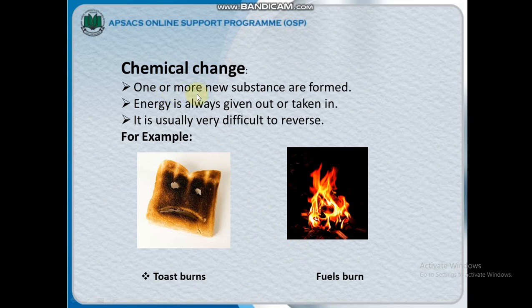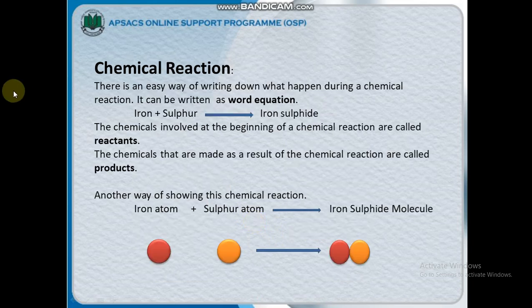And the next is chemical change. One or more new substances are formed. Energy is always given out or taken in. It is usually very difficult to reverse. For example, burning toast. Burning toast changes the molecular structure of the bread so that it is impossible to change it back to bread. Chemical change happens during a chemical reaction.